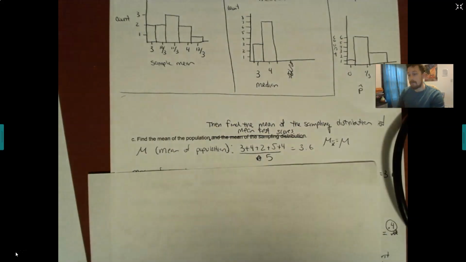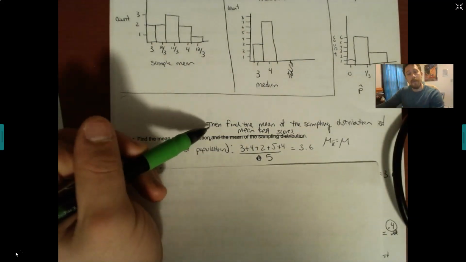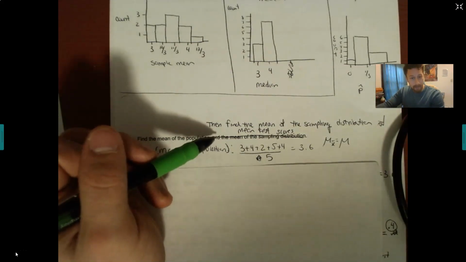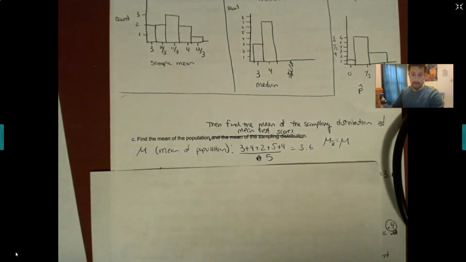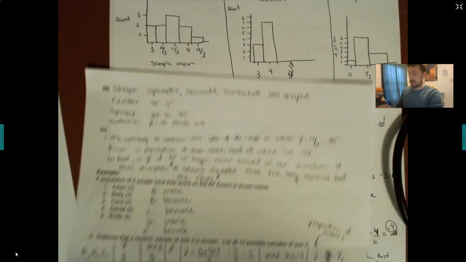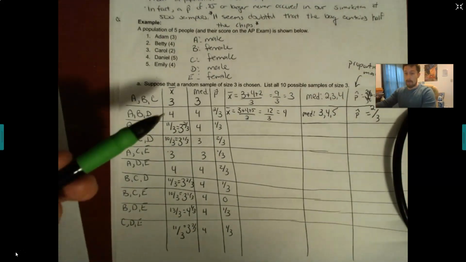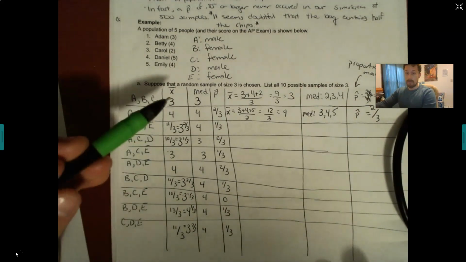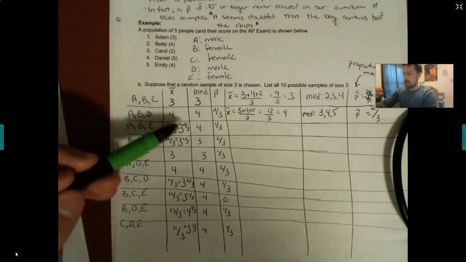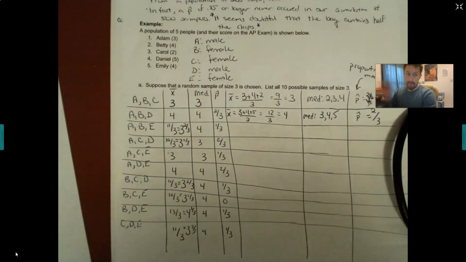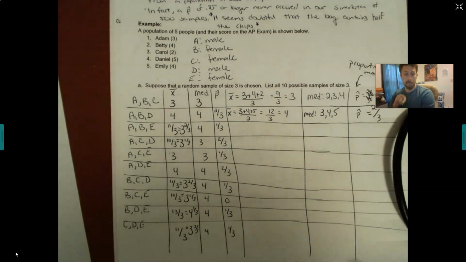The next thing: find the mean of the sampling distribution of mean test scores. What this is really saying is, when you look at your table, we have mean test scores. This is the sampling distribution of the mean test scores. Just take these 10 numbers and find the average of those. So we're taking the mean of the means. And there's a reason for this, and you're going to see it.